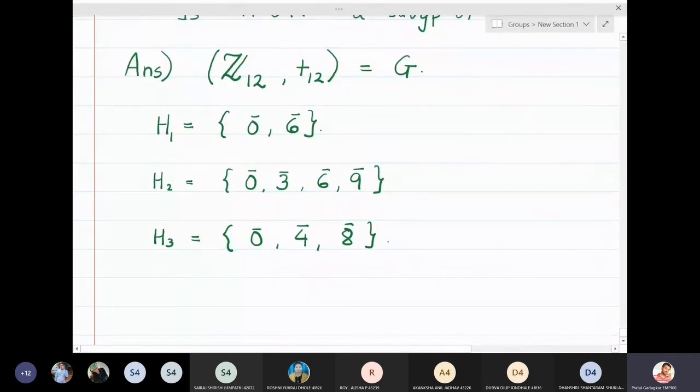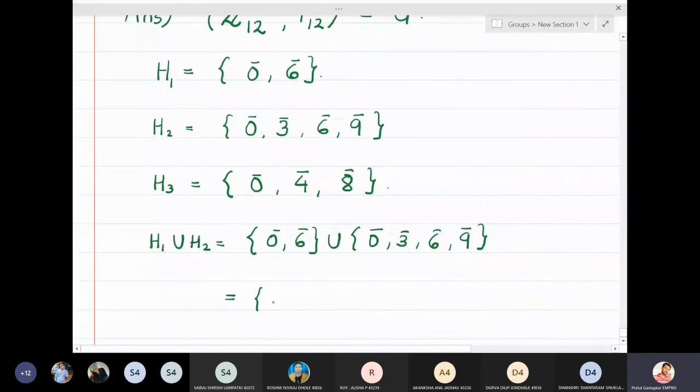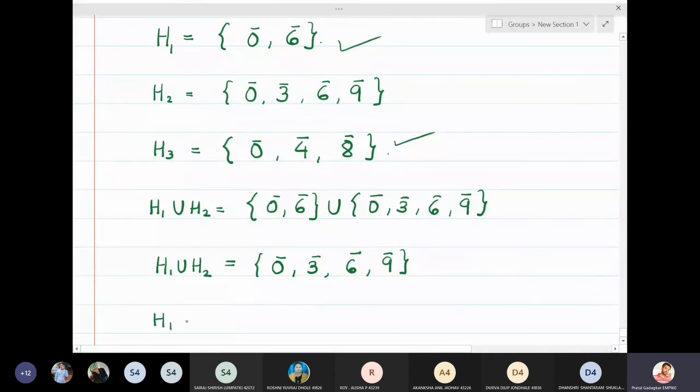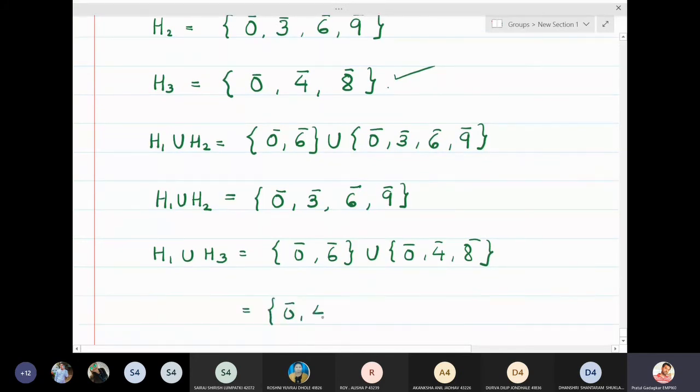Okay, so look at what is H1 union H2. H1 union H2 is 0 bar, 6 bar, union 0 bar, 3 bar, 6 bar, and 9 bar. I'll combine all the elements: 0 bar, 3 bar is there, 6 bar is there, and 9 bar is there. So this is H1 union H2. But what is H1 union H3? H1 union H3 is 0 bar, 6 bar, union 0 bar, 4 bar, and 8 bar, and this union is 0 bar, 4 bar, 6 bar, 8 bar.